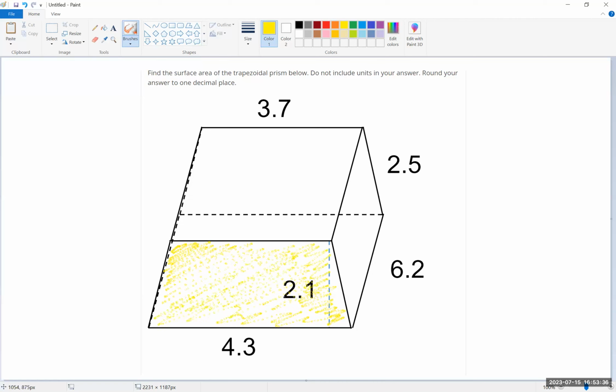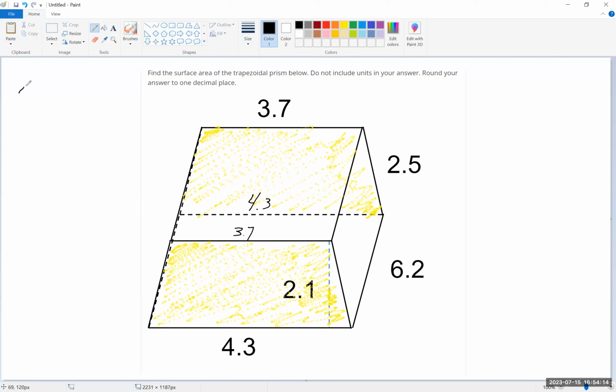And we've got a trapezoid in the back. So let's get the area of those trapezoids. They are identical. By the way, this is 3.7 and this is 4.3, but we only need to do one of these, right? So we'll use the one in the front.